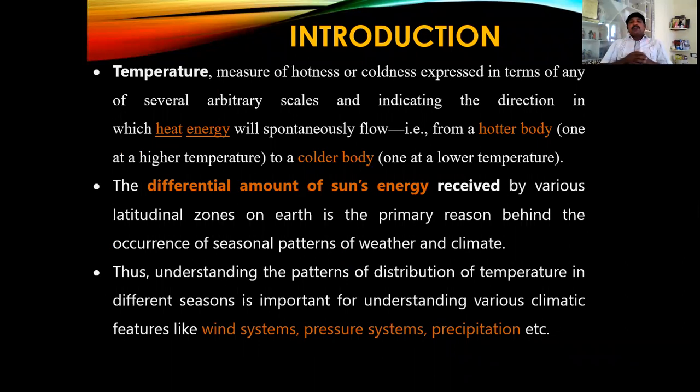The differential amount of sun energy received by various latitudinal zones on the earth is the primary reason behind the occurrence of seasonal patterns of the weather and climate. Thus, understanding the patterns of distribution of temperature in different seasons is important for understanding various climatic features like wind system, pressure system, and precipitation.